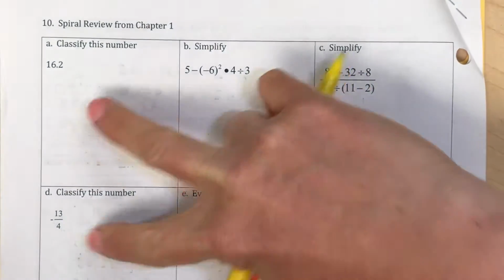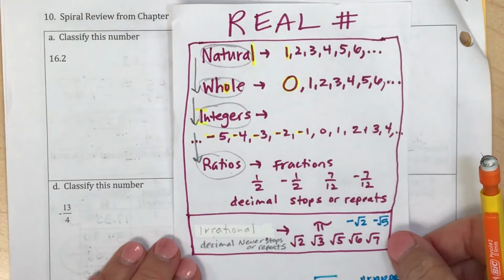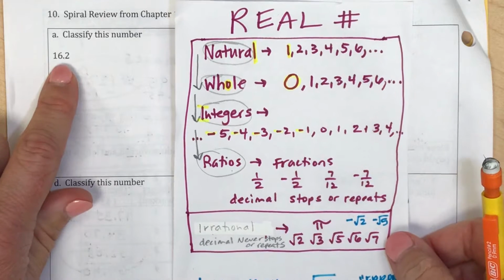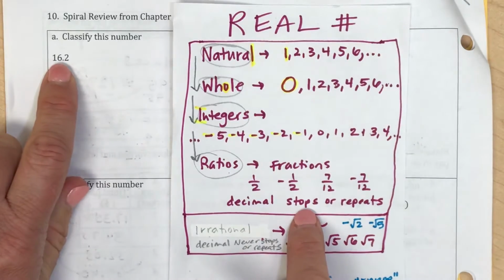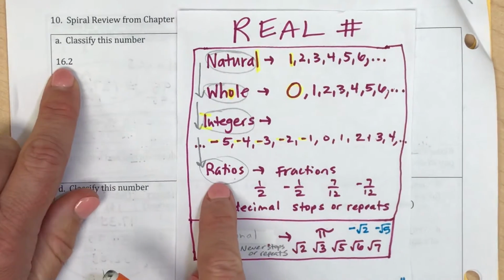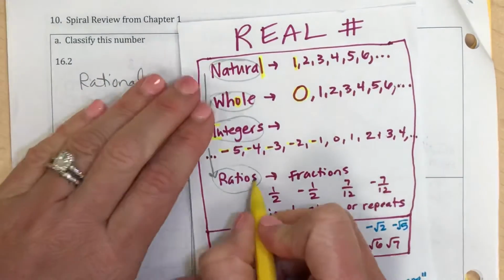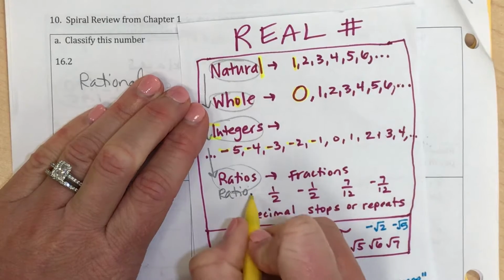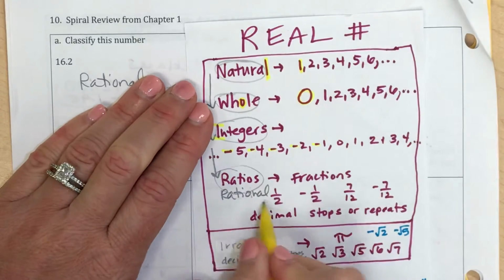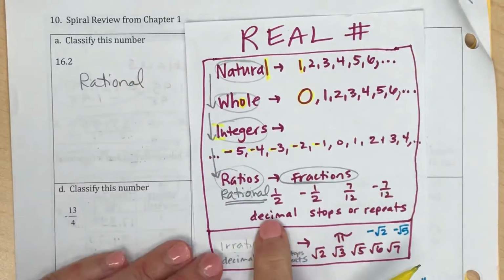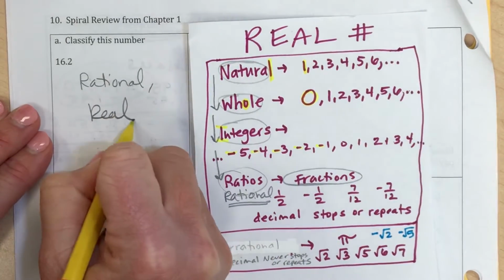I'm going to do these two first. And I'm going to use my little cheat sheet from class that we wrote down to help us. So the number 16.2 is a decimal, and I see that that decimal stops. The 16.2 stops, and that's going to be a rational number. Now I wrote ratio, but it's the category rational. And I spelled it wrong. Here we go. Rational. Rationals are fractions or decimals that stop or repeat. And rational is also a real number.